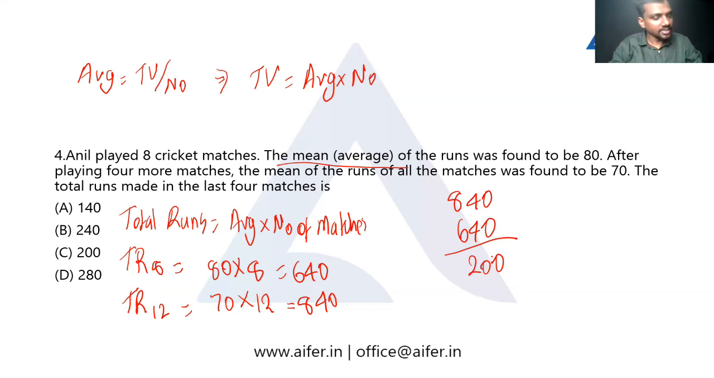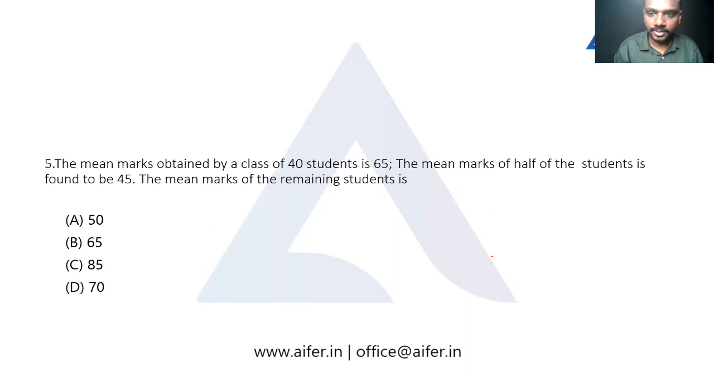I hope it's clear. In this particular question, we are using the concept of total value. Total value is equal to average into number of observations. Initially it's given 8 cricket matches and the average is 80, so the total runs will be 80 into 8, that's equal to 640. In the second case, four more matches are played, which means 8 plus 4, 12 matches, and the average is 70, so we have 12 into 70, that's equal to 840. The total runs scored in the last 4 matches is the difference between 840 and 640. We have 200 as the correct answer. I hope it's clear. Yeah, the last question.